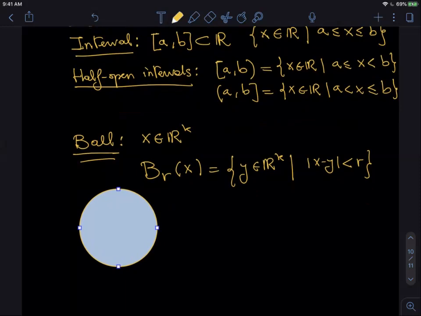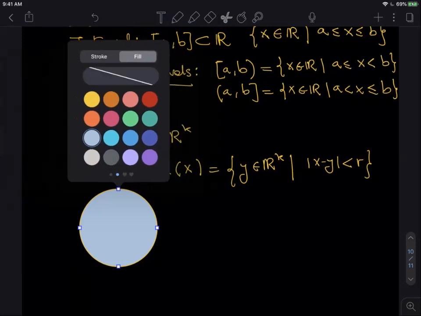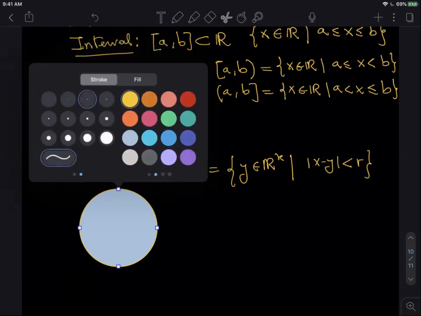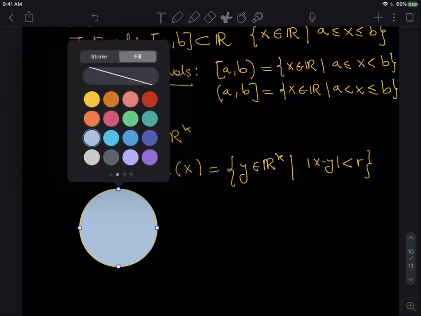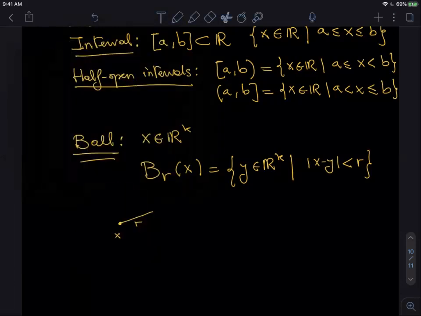Oops, I was definitely not expecting a solid ball. All right. Anyway.